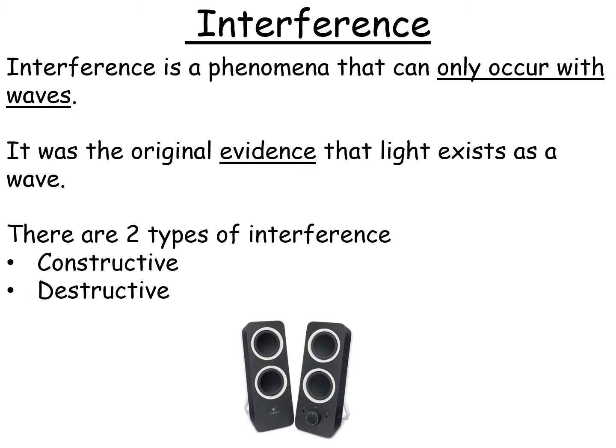Now, interference is a wave phenomenon that only occurs with waves. So this is how we can tell something is a wave, is that it undergoes interference. It was the original evidence that light exists as a wave. So again, this is a wee bit of knowledge that I want you to know, and it's really important that you remember this. There are two types of interference, constructive and destructive. And you can probably figure out what these mean judging by the names of these two types of interference.